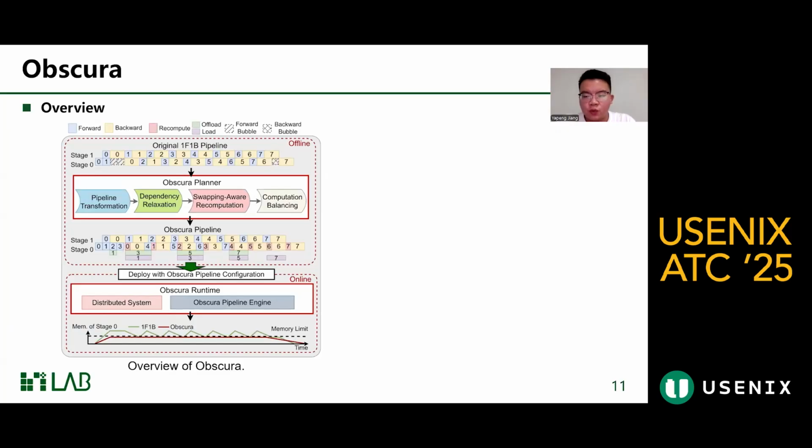To tackle these challenges, we propose Obscura, a computationally efficient pipeline training system for large language models that uses pipeline transformation to better conceal recomputation overhead. Here is an overview of Obscura. It consists of two main modules, the Obscura planner and the Obscura runtime. The Obscura planner transforms the original 1F1B pipeline into the Obscura pipeline and generates a deployment configuration for use by the Obscura runtime. The Obscura runtime manages the distributed deployment and model training during execution.